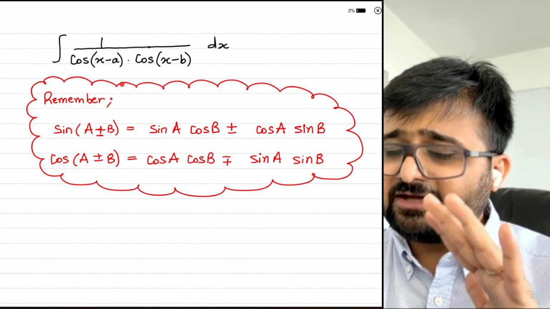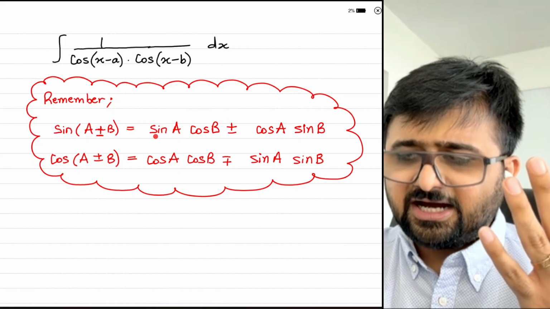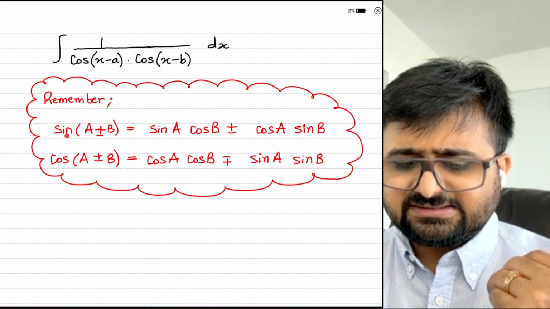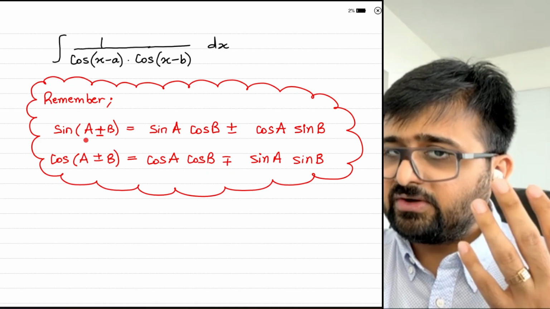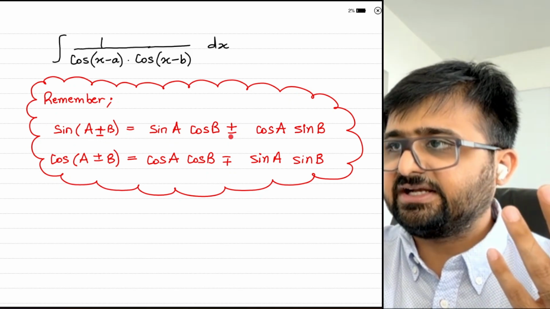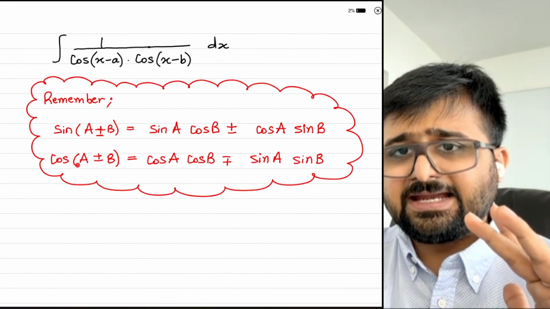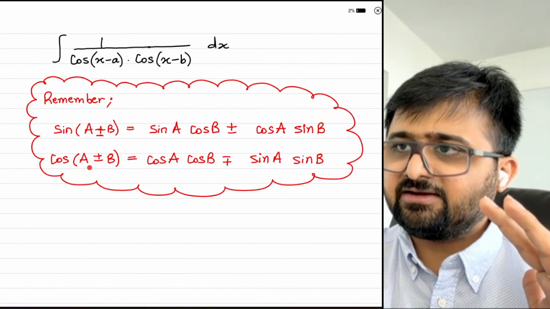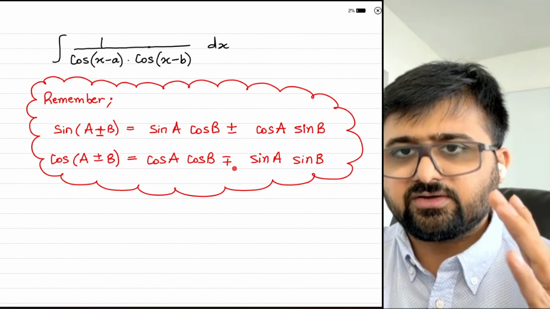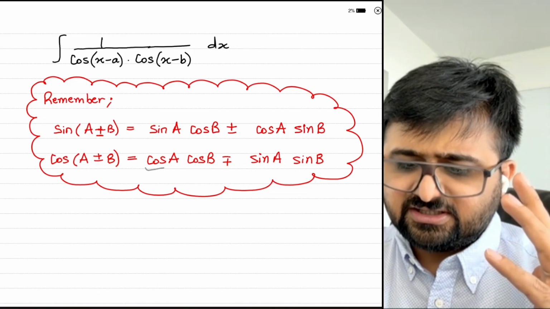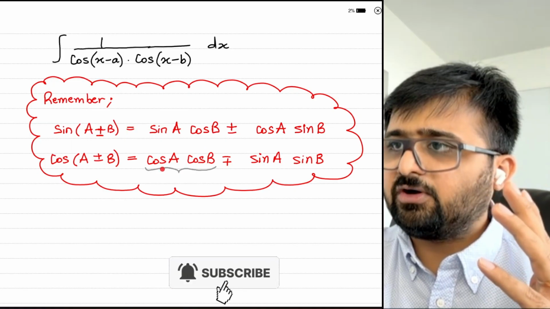If you observe carefully, all of those four combinations are the terms of the compound angle of sine and cosine. We know that sine of a plus b, which is the compound angle of sine, is sine a cos b plus cos a sine b. If it is negative, then it is negative here as well. And for cos a plus b, it is cos a cos b minus sine a sine b. If it is plus, it is minus, and if it is minus, it is plus over here. So this term, cosine times cosine, is the term which occurs in the compound angle formula of cos.